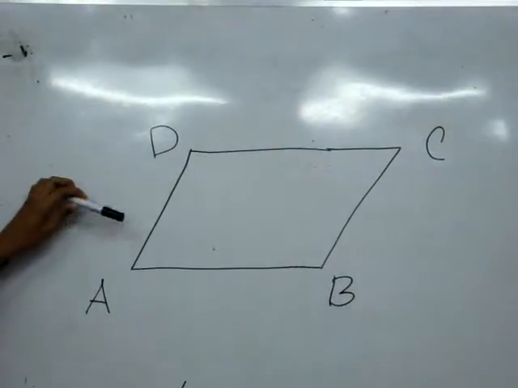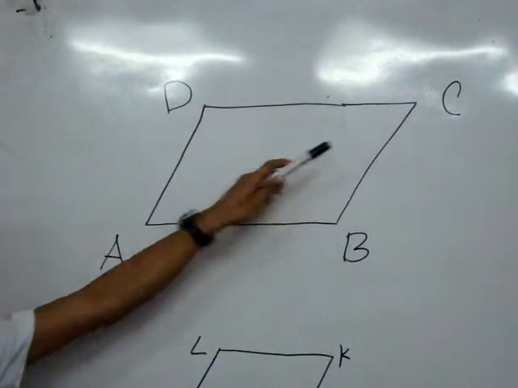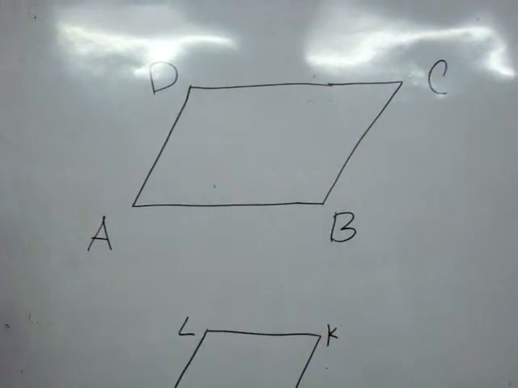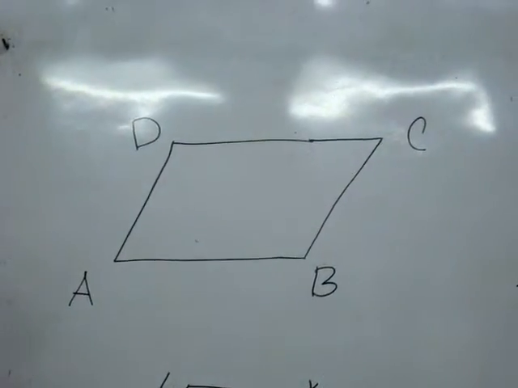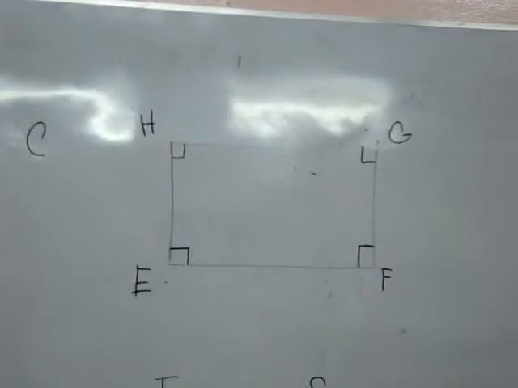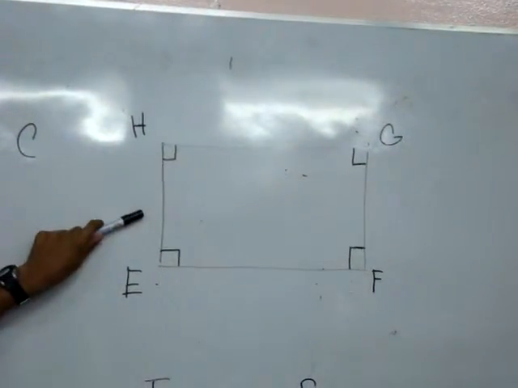That is, line AB and line CD are parallel. Line AD and line BC are also parallel. Next, a rectangle is a parallelogram with 4 right angles. Quadrilateral EFGH is a rectangle.